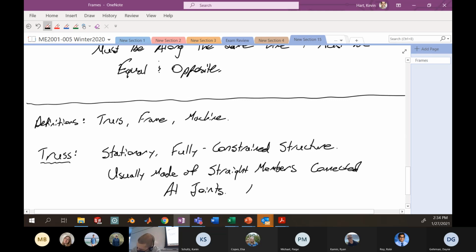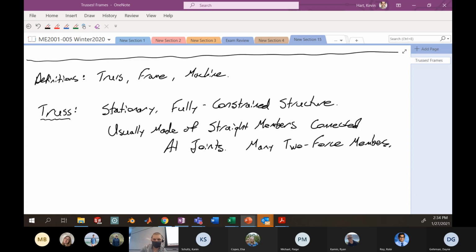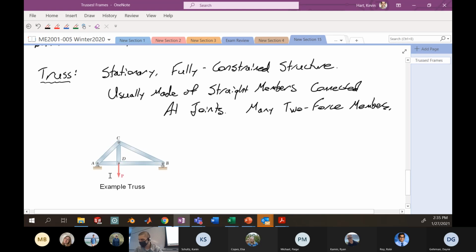Many two-force members. Let's look at an example of what a truss might look like. Here's an example of a very simple truss system.